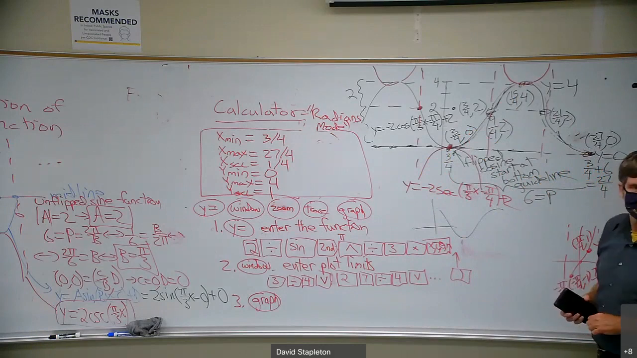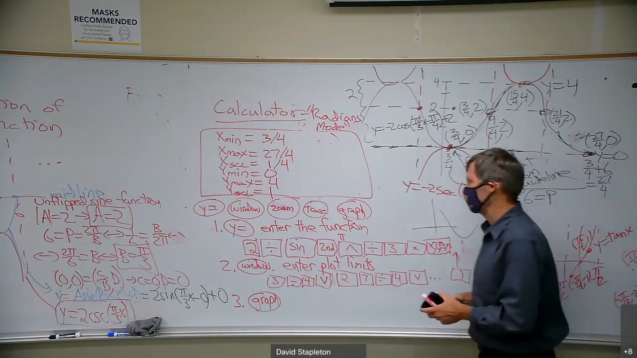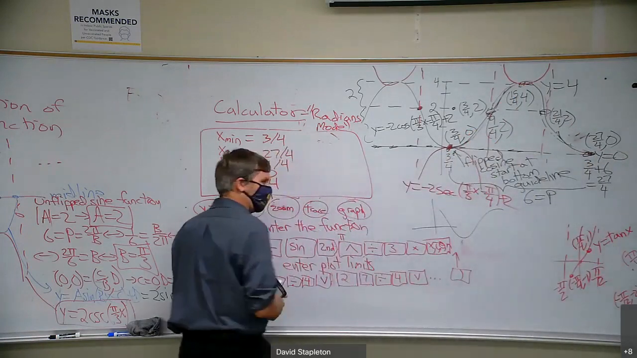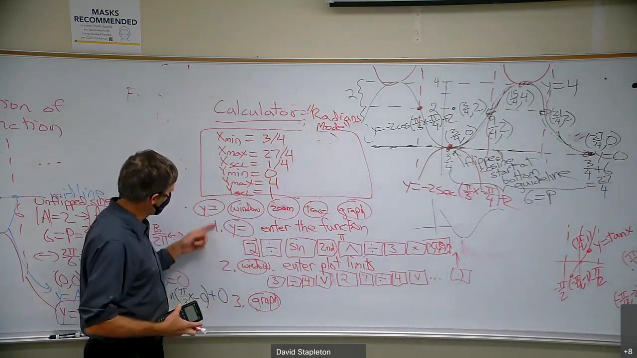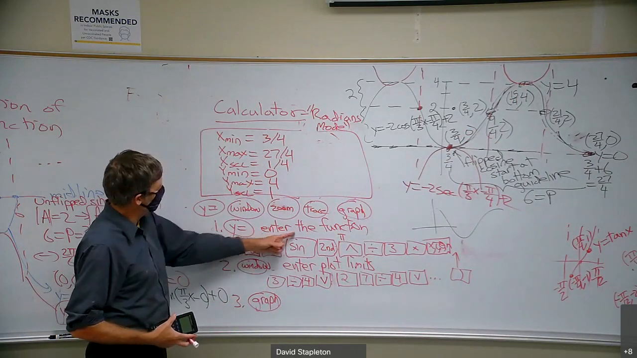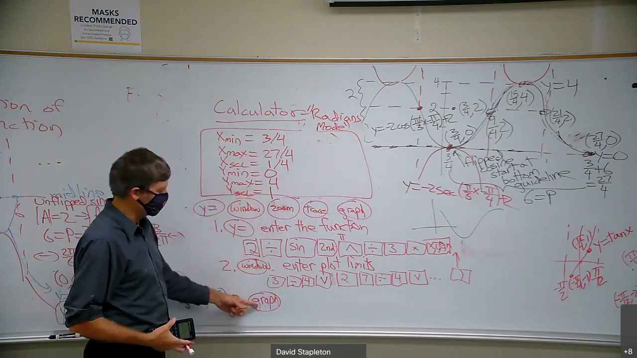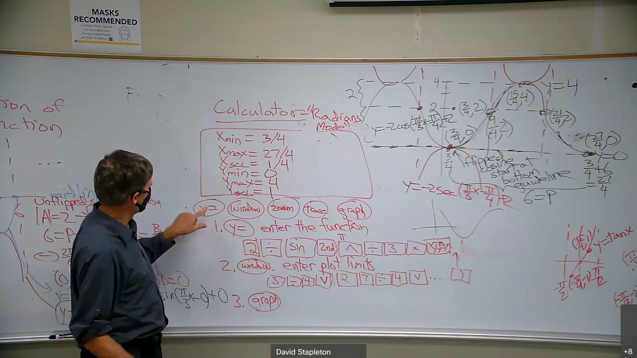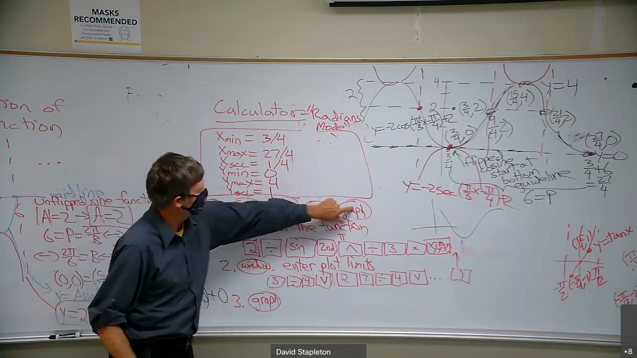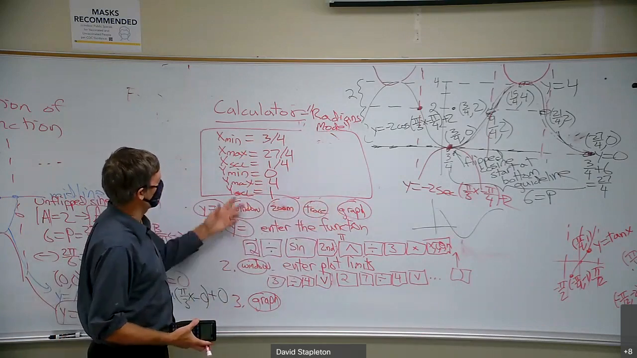Comments on that one? Once you reiterate, this seems a lot easier. That's a lot of keystrokes, right? But if you remember it this way, it's 1, 2, 3. 1, y equals and enter the function. 2, enter the plot limits. 3, push graph. That's it. All right, so y equals, window, graph. And we just have to enter the stuff.